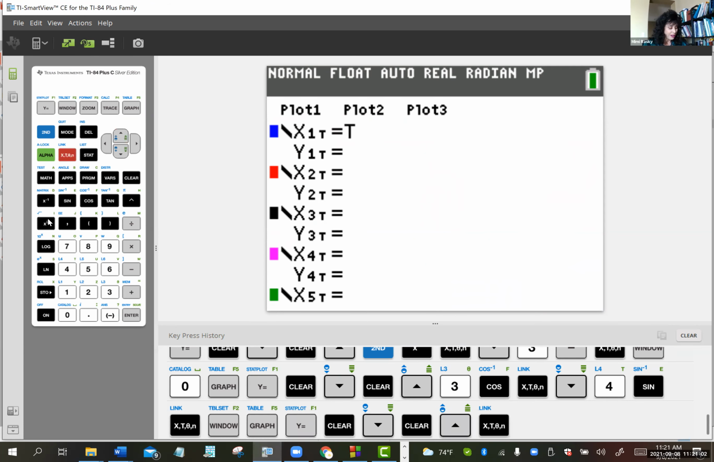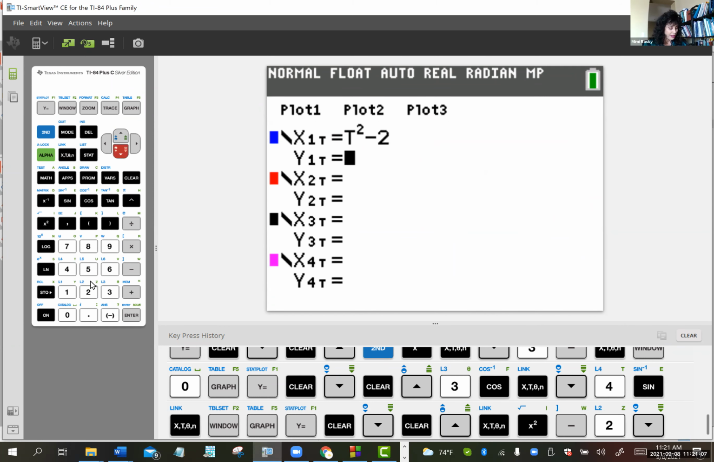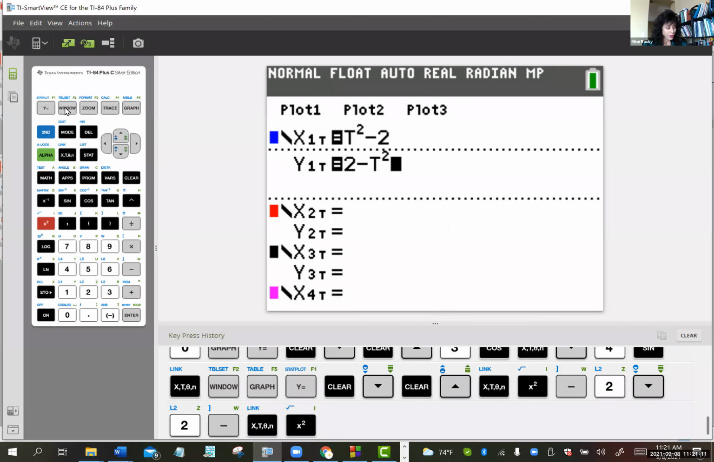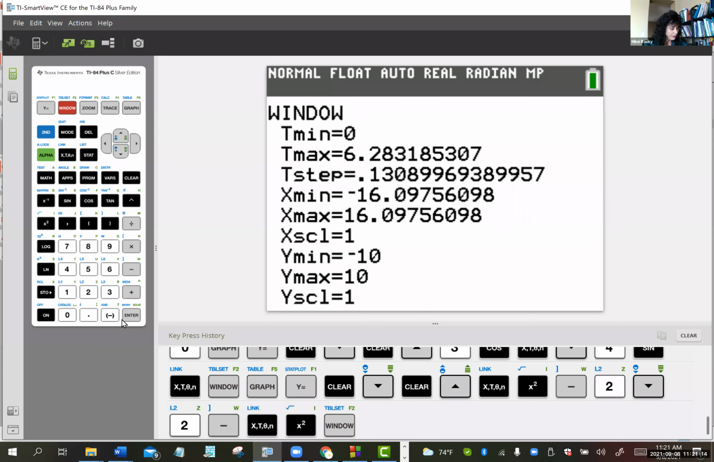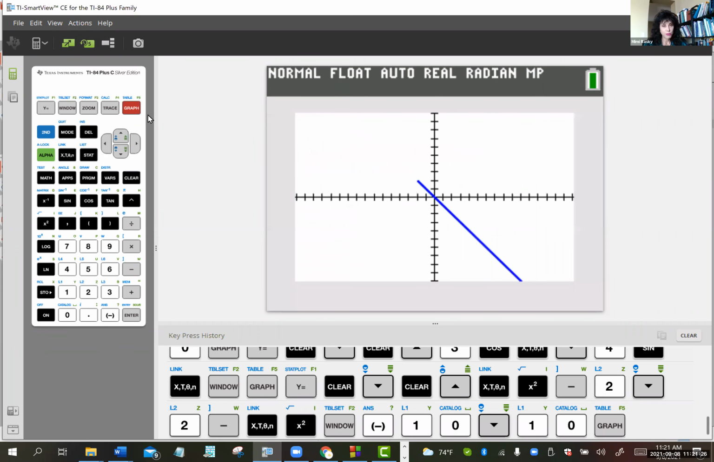So t squared minus 2 is the x component. And then the y component is 2 minus t squared. Okay, fine. I'm going to go to my window. Let's make sure we've got everything here. I'm going to do something weird. I'm going to go from negative 10 to positive 10 at first. And you're going to go, okay, it's a portion of a line. But what was the orientation? Was it going upwards or downwards? Did you catch it?